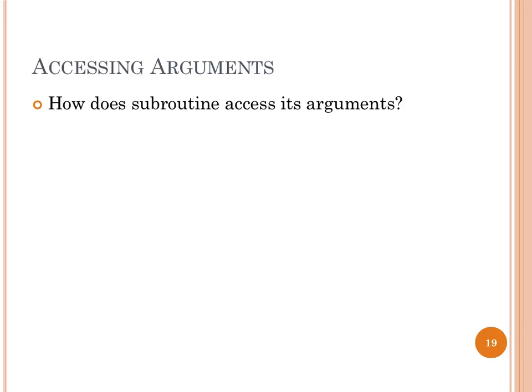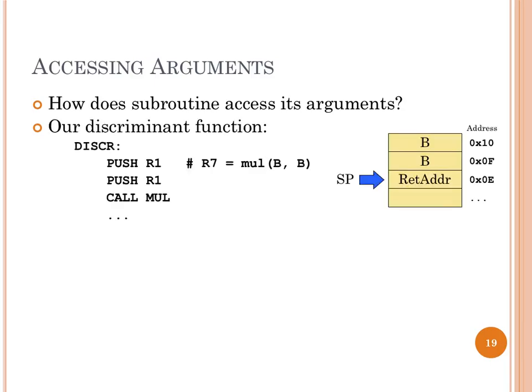So how does the subroutine access its arguments? Okay? Let's say that we are starting to pass arguments on the stack. So I want to do b squared. Remember, discriminant is still, for whatever reason, has R0 is A, R1 is B, R2 is C. So if I want to compute b squared, I just push R1 twice. So now B and B are on the stack, and then I call mul. Inside of mul, the stack will look like what I have on the picture. Okay, you have B, then you have B again, and then you have whoever called mul. Where am I supposed to go back to? Okay?